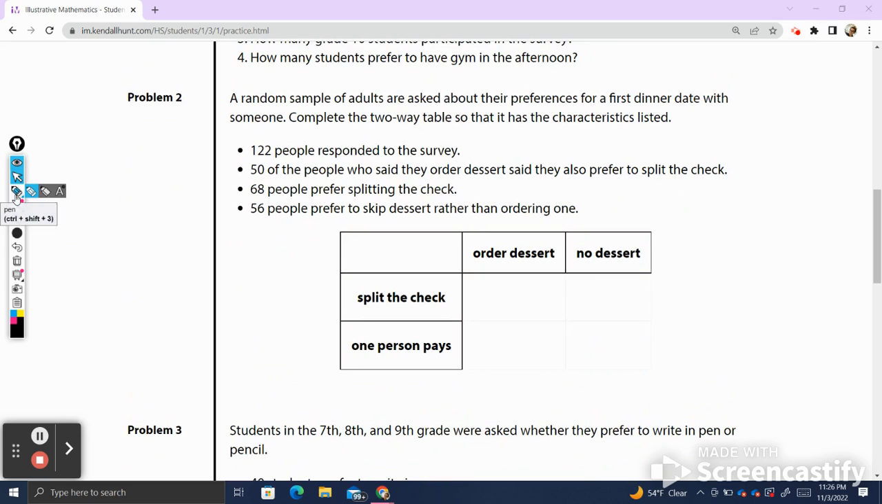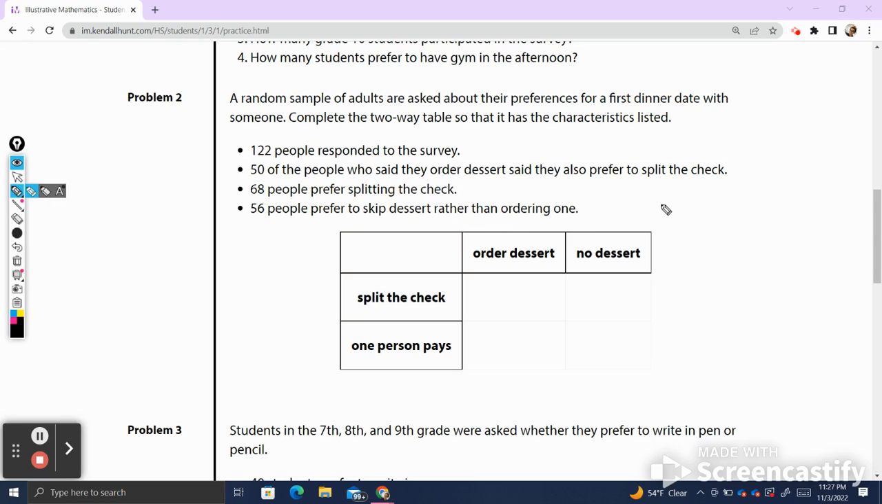A random sample of adults are asked about their preferences for a first dinner date with somebody. Complete the two-way table so it has the characteristics listed. 122 people responded in the survey. 50 of the people who said they ordered dessert said they also prefer to split the check. 68 people prefer splitting the check, and 56 people prefer to skip dessert rather than ordering one.